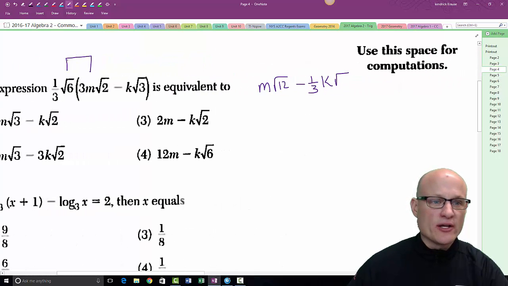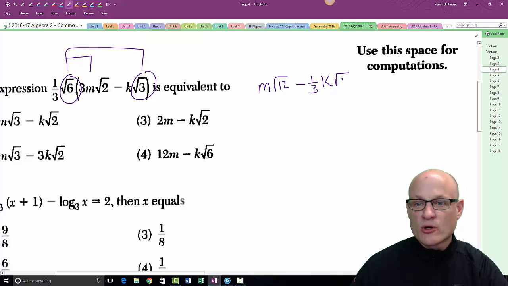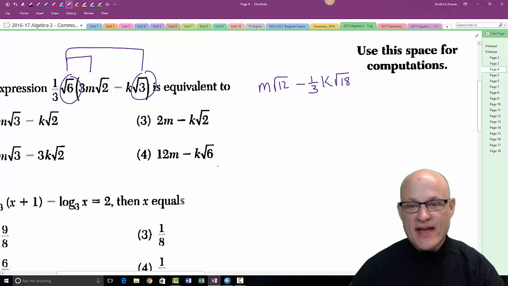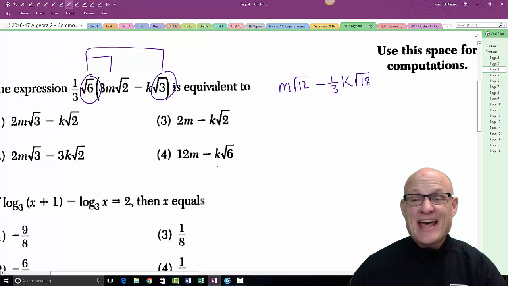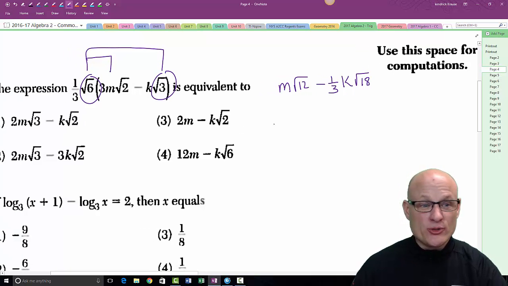I apologize. I should have shown this. We're going to do the square root of 6 times the square root of 3, which is the square root of 18. And none of them have that. That's because 12 and 18 can be reduced.